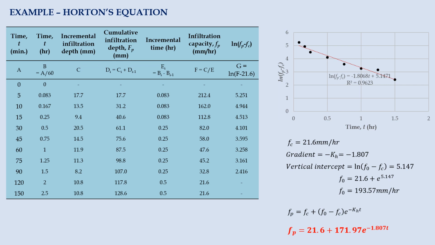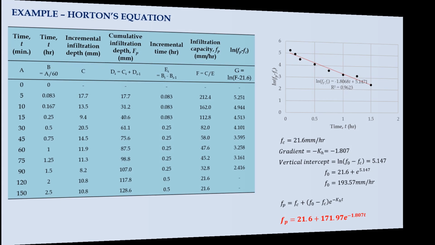The intercept and gradient of the best fit line are 5.147 and -1.807 respectively. As a result, the value of F0 would be 193.57 mm per hour. From here, we can write the final form of our Horton's equation.